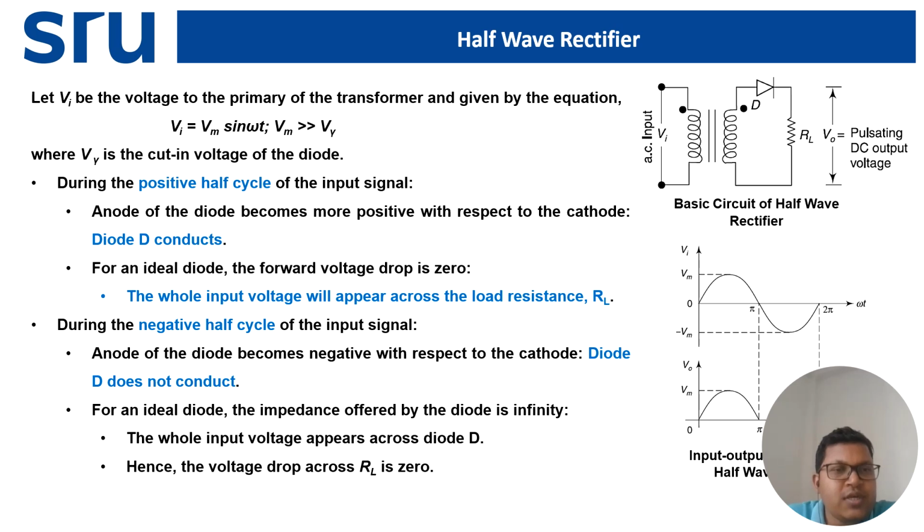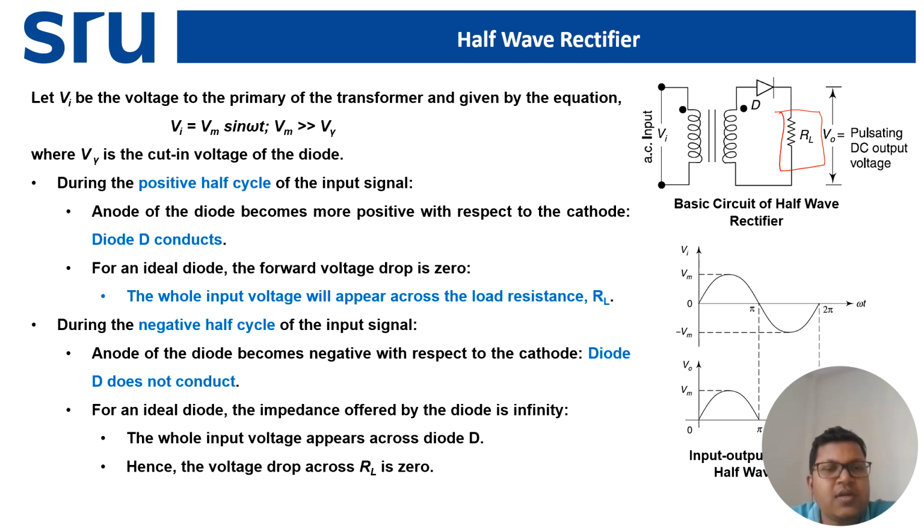During the positive half cycle of the input signal, the anode of the diode becomes more positive with respect to the cathode, that is, the P side and N side. Here anode stands for the P side and cathode stands for the N side. So the diode conducts in this case. And for an ideal diode, the forward voltage drop is 0. That means it is a perfect on switch. The whole input voltage will appear across the load resistance RL. Here you can see it will appear across this load resistance RL.